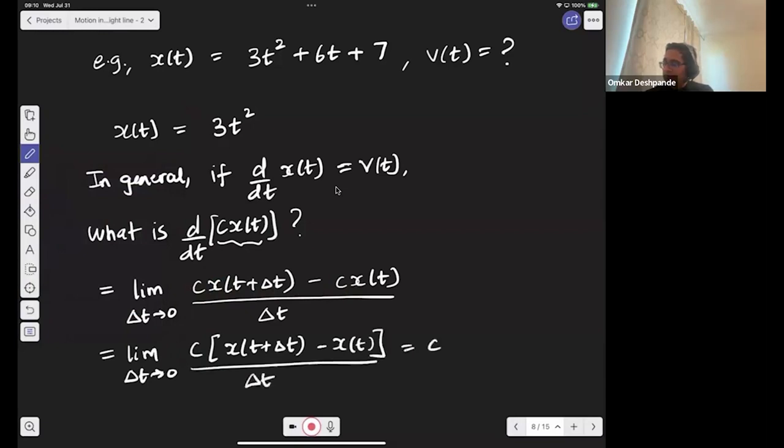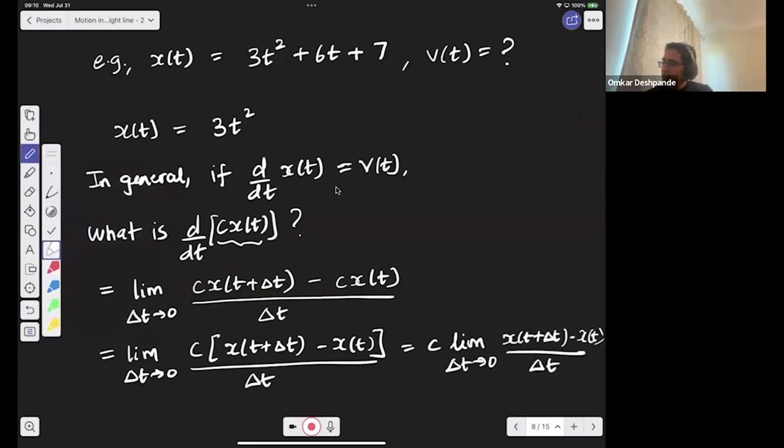And then I pull it out of the limit because it doesn't depend on t at all. x at t plus delta t minus x at t, divided by delta t. Now, this limit is what I already know. I know that this is nothing but v of t. So this is just going to be c times v of t.